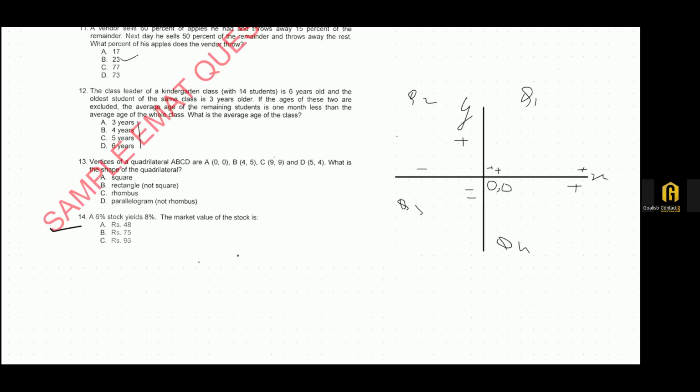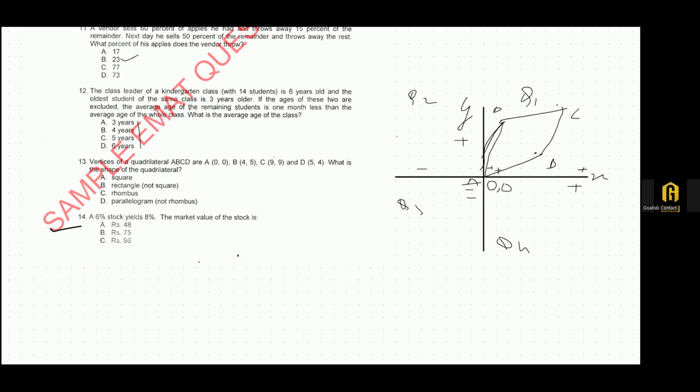So in this question, we have been given four coordinates. One is 0 comma 0. B is 4 comma 5. That means a point somewhere here. The other one is 9, 9. This is the quadrilateral that will be formed, A, B, C, D. This is A, this is B, this is C, and this is D. We need to tell whether it is a square, a rectangle, a rhombus, or a parallelogram.